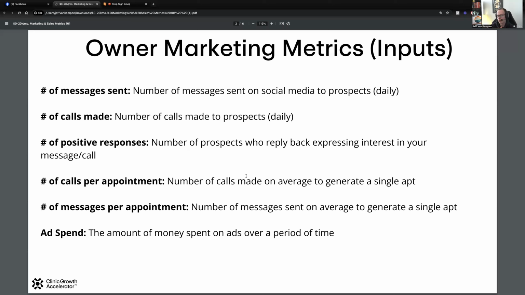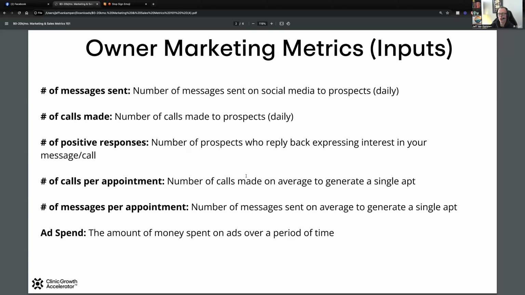The next is number of positive responses. If we're controlling the number of messages sent, then what we can look at is a quality indicator. So we want to balance quantity and quality metrics. The quantity is number of messages sent. The quality is, okay, we sent 500 messages, but how many of those people actually responded back expressing a positive interest in the message that you just sent?